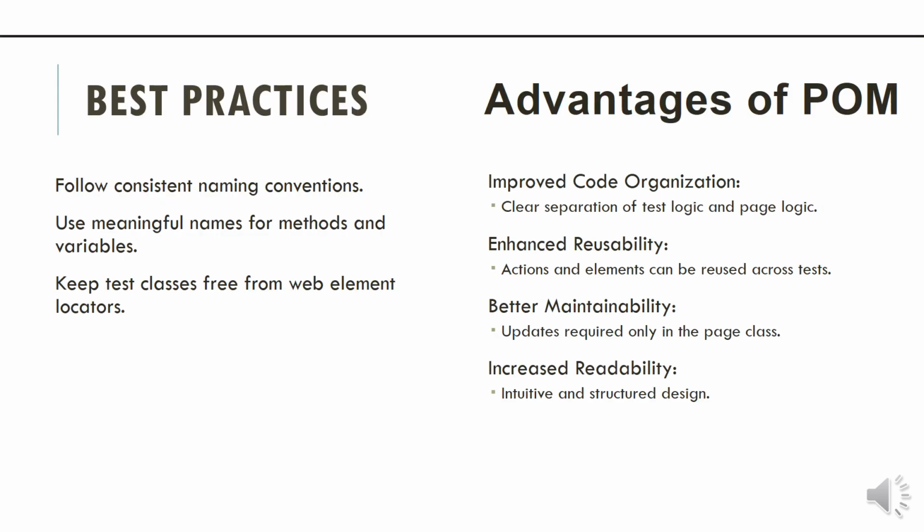So the best practices in terms of page object model that we can follow are the following: consistent naming convention, use meaningful names for methods and variables, and keep the test classes free from web element locators. So when we are using page object model, we are separating the test classes from web element locators. Advantages of page object model are that it improves the code organization, enhances the reusability of code, and improves the maintainability and readability of the code.